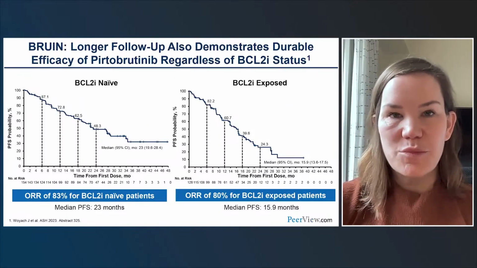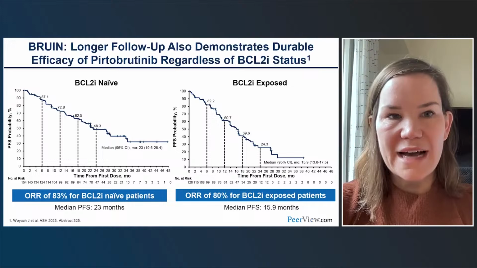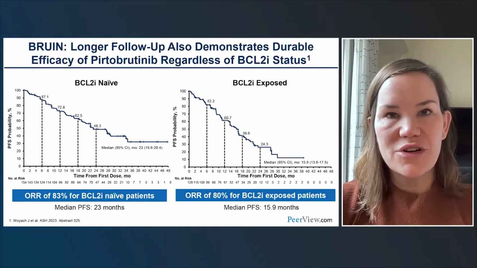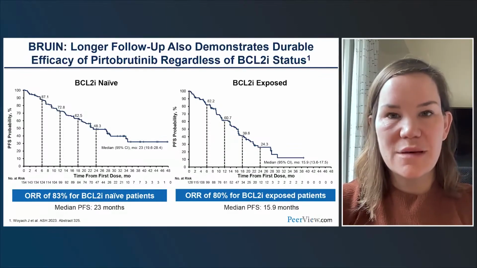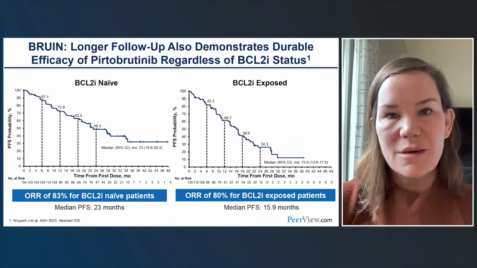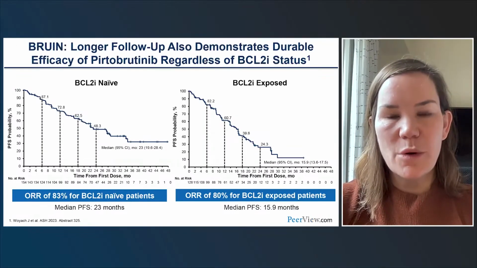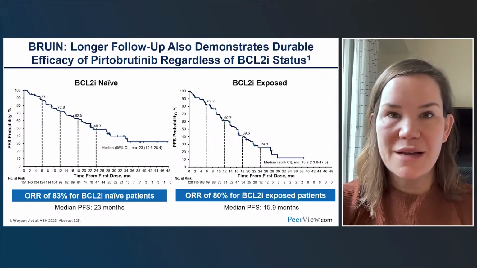The recent ASH presentation by Dr. Woyak demonstrated a slight differential in the progression-free survival rates between patients who were naive to a BCL2 inhibitor versus those who had been previously exposed to a BCL2 inhibitor. Encouragingly, the drug works quite well in both groups with an overall response rate around 80%. However, we are seeing a slightly longer progression-free survival among the BCL2 naive patients of around 23 months compared to patients who had been previously exposed to a BCL2 inhibitor, where the median progression-free survival is 15.9 months.